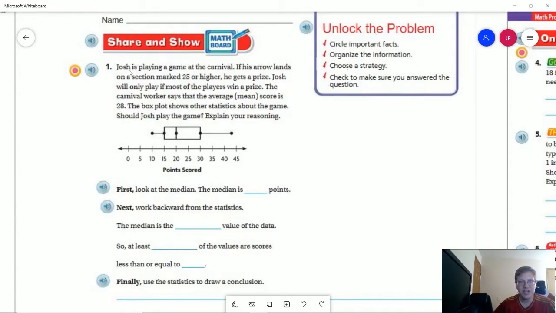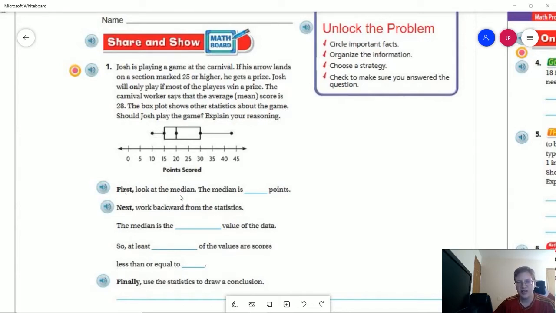For number 1, Josh is playing a game at a carnival. If his arrow lands on a section marked 25 or higher, he wins a prize. Josh will only play if most of the players win a prize. The carnival worker says the average is 28, and that's using the mean. The box plot shows other statistics about the game. Should Josh play the game?